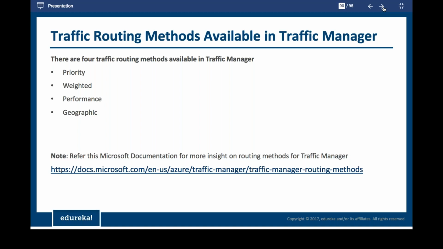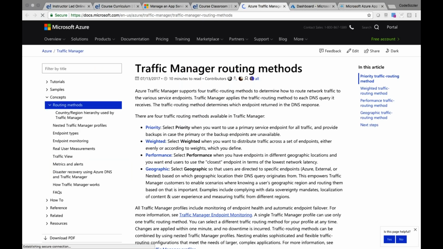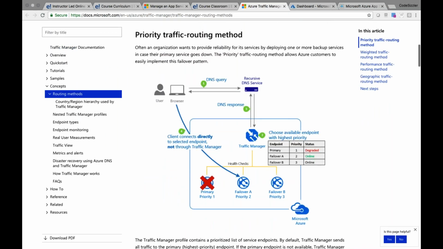So there we go, we have four sorts of things. You can even go to this link to understand in more detail. We have priority, weighted, performance, and geographic. You can use any of these. And now understand this architecture.